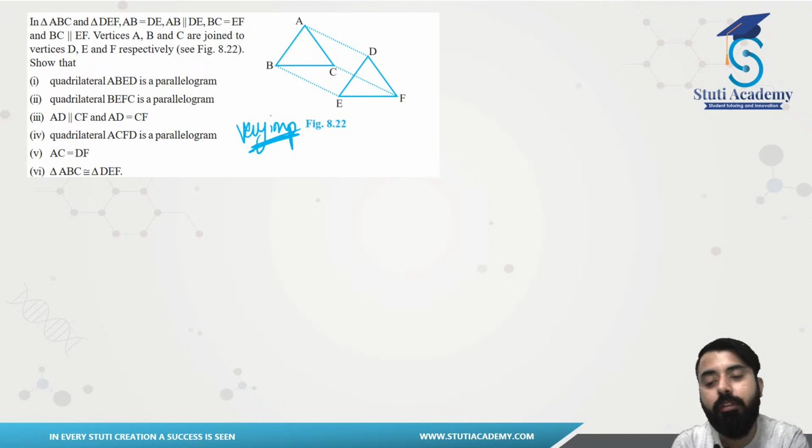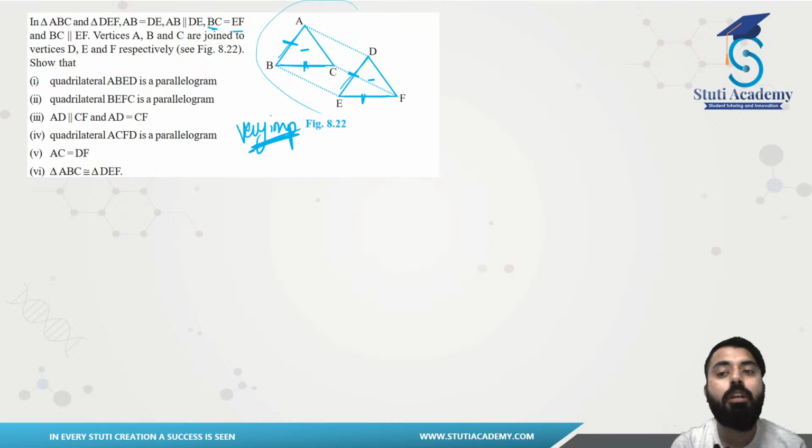So what have we been given? We have been given two triangles ABC and DEF in which AB is equal to DE, and AB is parallel to DE also. BC is equal to EF, and BC is parallel to EF also. We have joined the vertices of ABC to the vertices of DEF, and ultimately we have this kind of a figure.